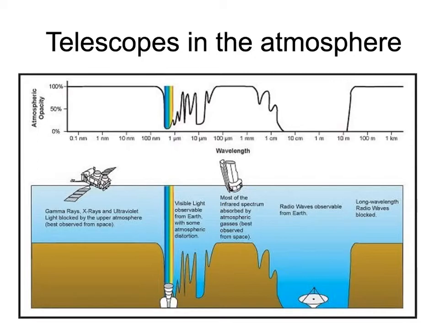Notice that this telescope and this telescope look vastly different. This is a typical observing telescopic tube. This looks more like a radio dish or a satellite dish. That's because radio waves are so big. You have to have a big dish that can actually pick up those waves.